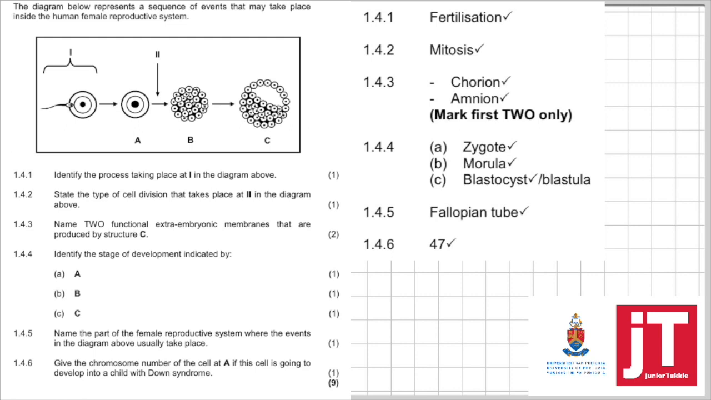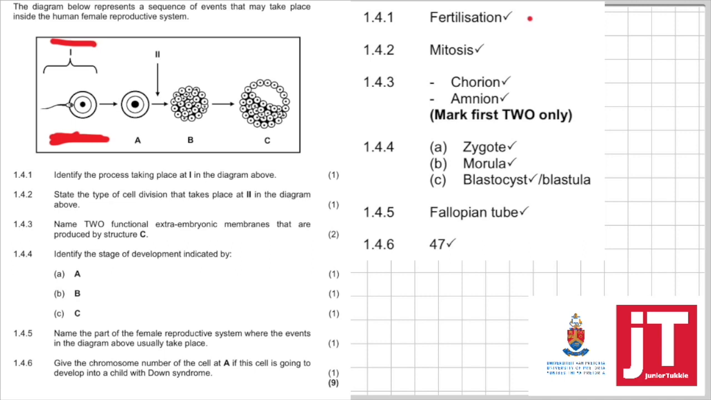Right. 1.4. The diagram below represents a sequence of events that may take place inside the human female reproductive system. 1.4.1. Identify the process taking place at 1 in the diagram. Now, if you look at the diagram, you can see the sperm is touching the ovum. So that process can only be fertilization.